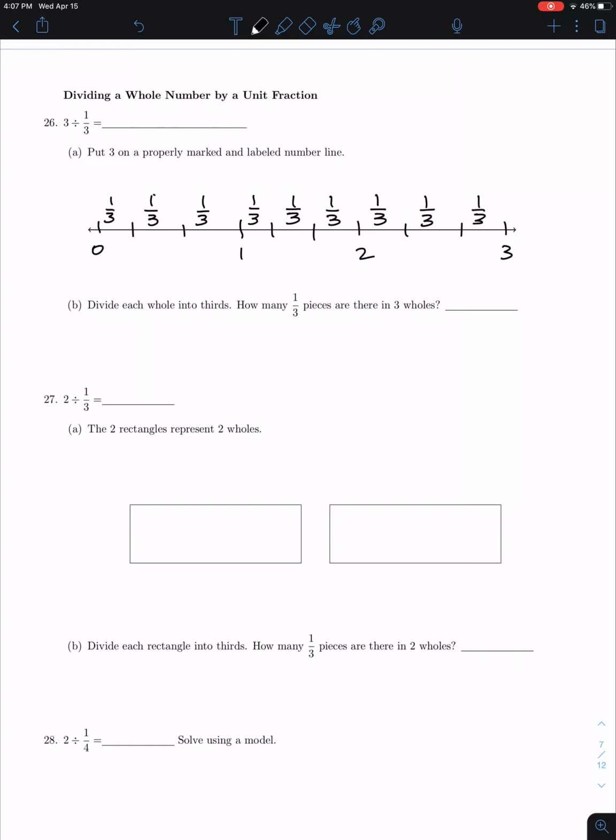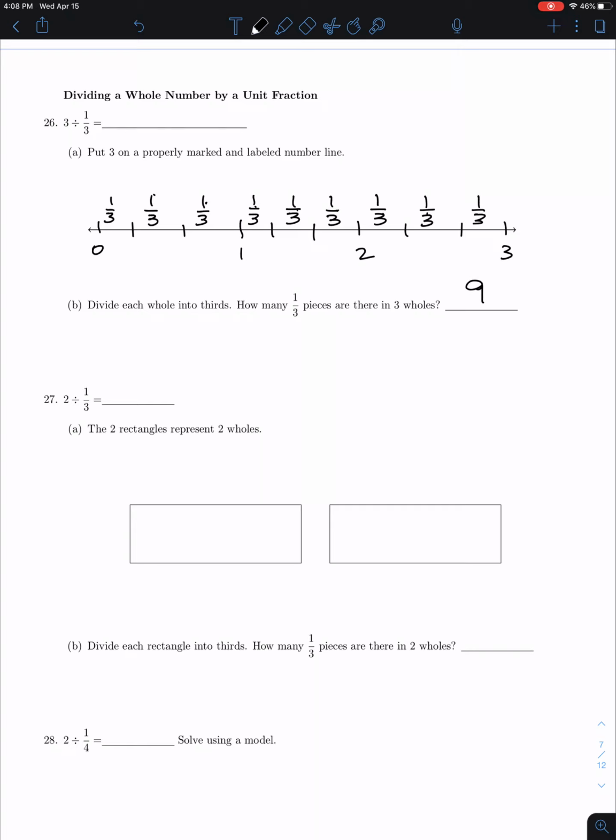So I've got 1, 2, 3, 4, 5, 6, 7, 8, 9. So 9 1/3 blocks fit in there. I'm not using the fraction anymore. The fraction is just letting me know what the number of blocks are. So my answer in this case is actually just 9. It takes 9 1/3 blocks to squeeze in between 0 and 3. All right. Is that okay with everybody?